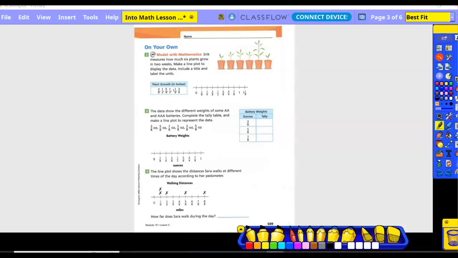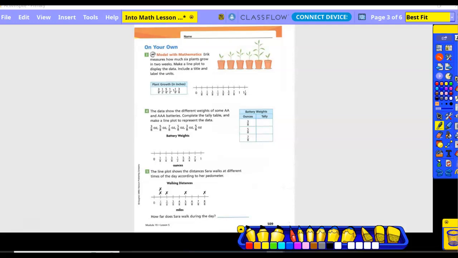Fourth grade math lesson 19.5, part 2, on your own. Number 3, Model with Mathematics. Eric measures how much 6 plants grow in 2 weeks. Make a line plot to display the data. Include a title and label the units.